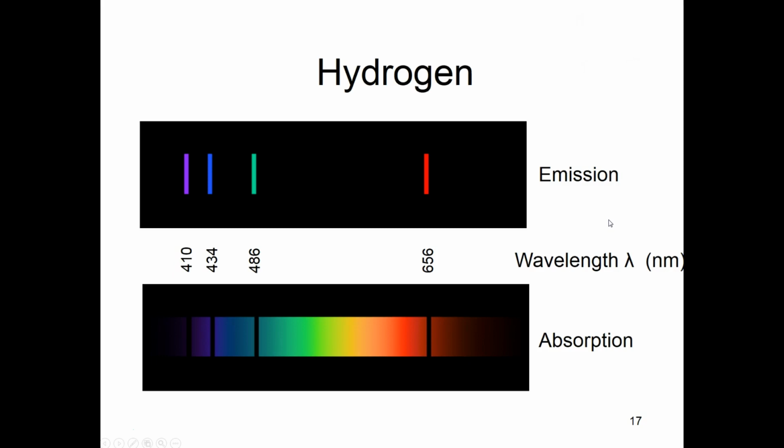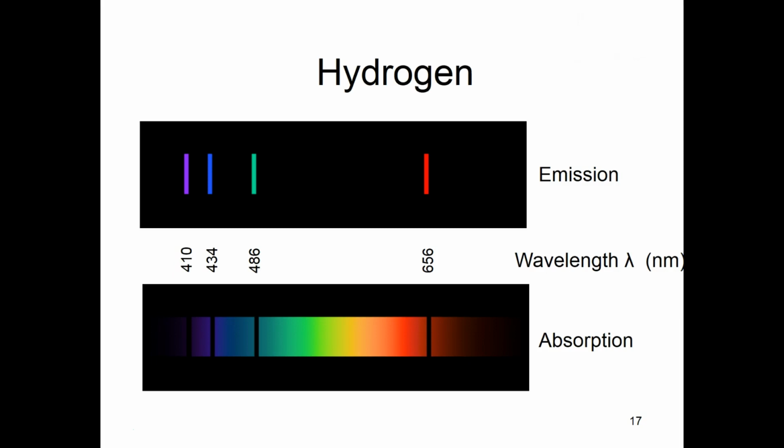So here are the hydrogen emission lines that you see in the top photograph. And so emission is when light is being given off. The atom has been heated up, it's gained energy, and it has to release that energy. And it's doing so by emitting light.